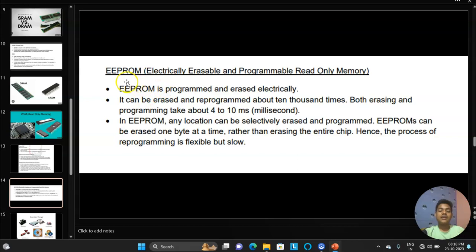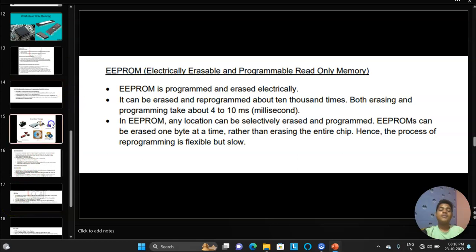Last is EEPROM, electrically erasable and programmable read-only memory. EEPROM is programmed and erased electrically. It can be erased and reprogrammed about 10,000 times. Both erasing and programming take about 4 to 10 milliseconds.